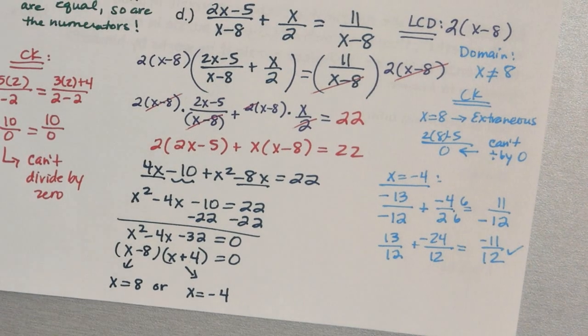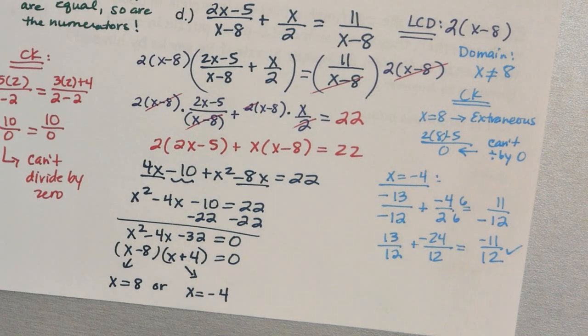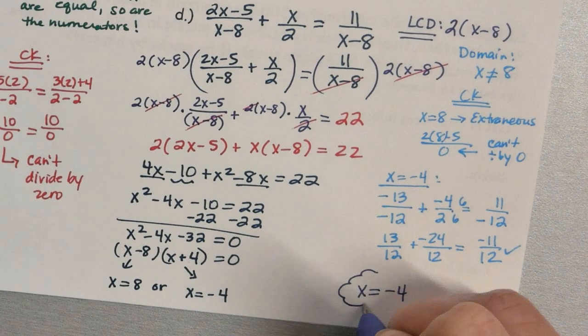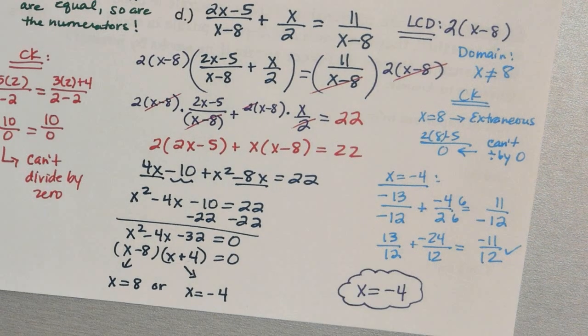So you had two solutions. One of them is extraneous. Your only answer is x equals negative 4. Okay, so that's what you would put on the line, is x equals negative 4. Okay, so the domain is very important. The domain tells you what you have to watch out for, okay?